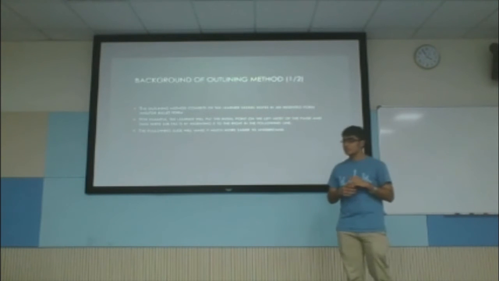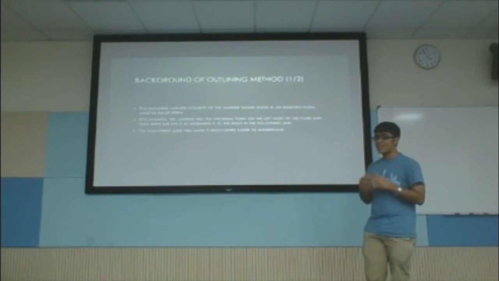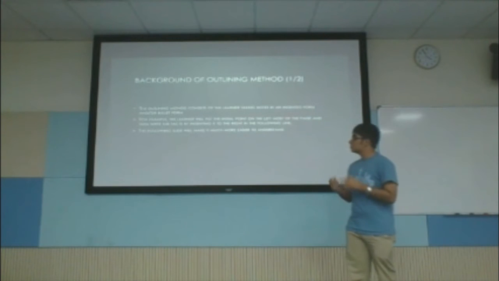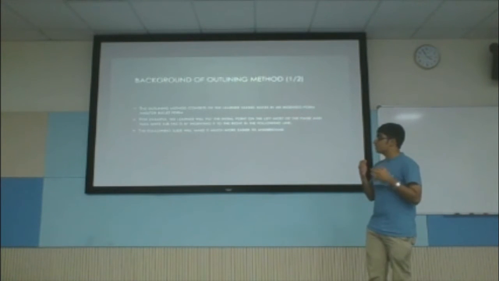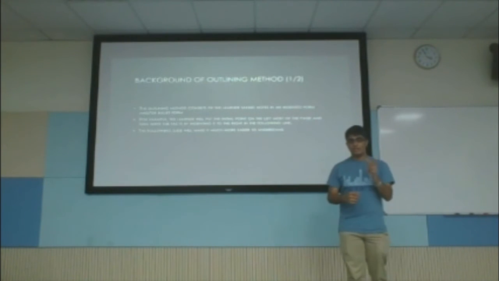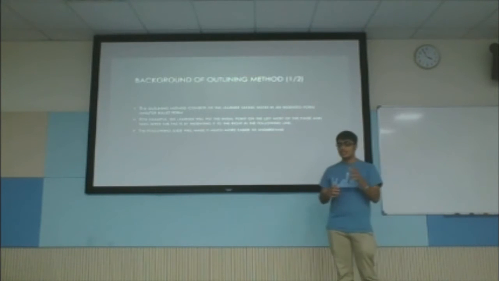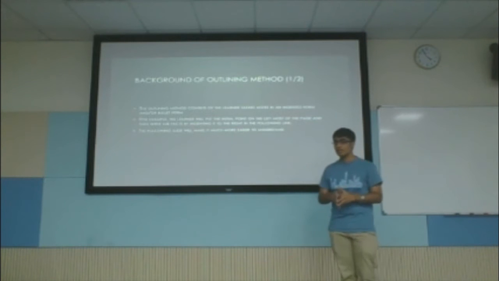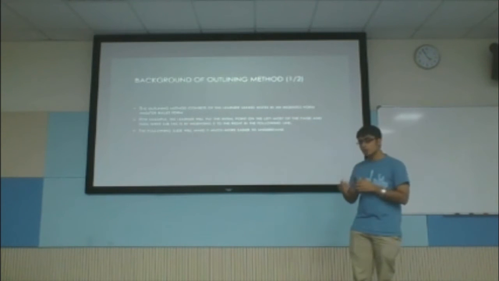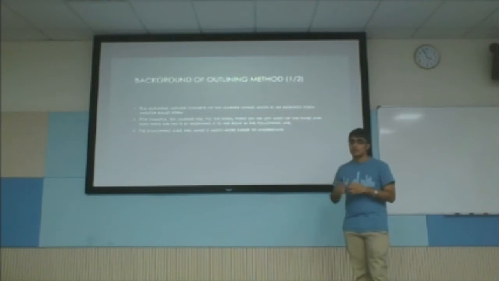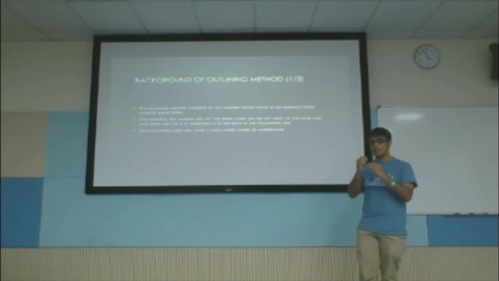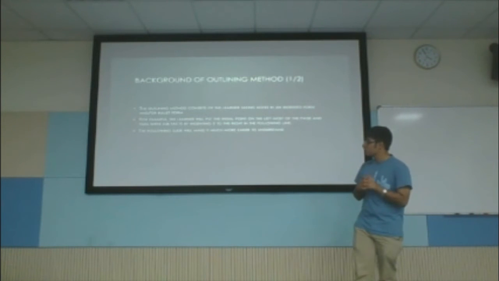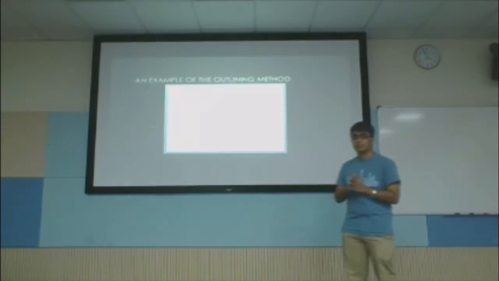The outlining method consists of the learner taking notes in an indented form or bullet form. This means that the learner will be putting the initial point on the leftmost side of the page, signifying it as the main or most important point of the topic or the topic itself, following which on the line below, the learner will be indenting the point and making sub-points as the points become less and less important. The following slide will make it much easier to understand.